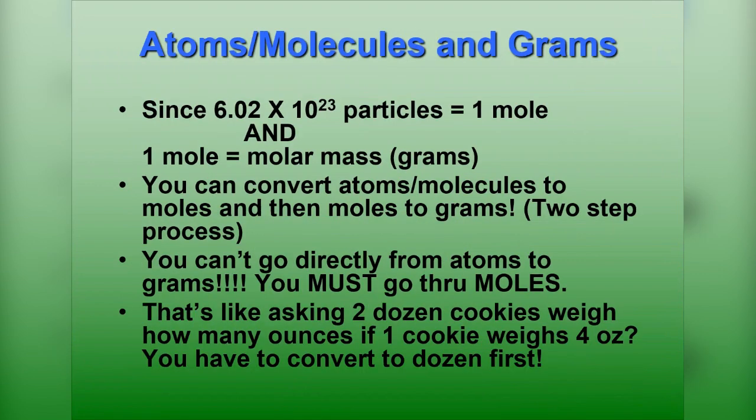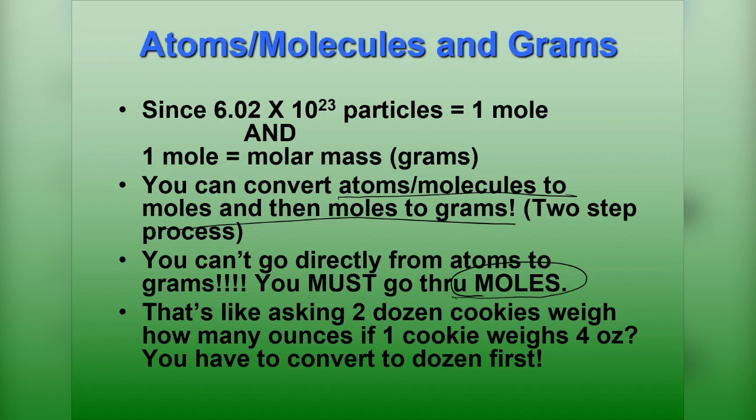Atoms, molecules and grams. Since 6.02 times 10^23 particles equal 1 mole and 1 mole is equal to molar mass, you can convert atoms to moles. See, this is the first step. Convert atoms into moles first, then into grams. You can't go directly from atoms to grams. You always go through moles.